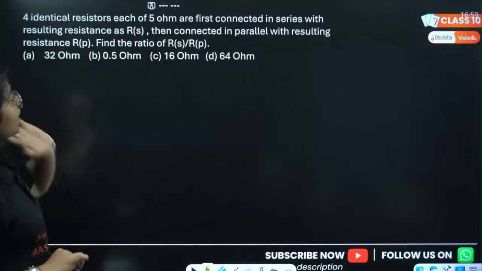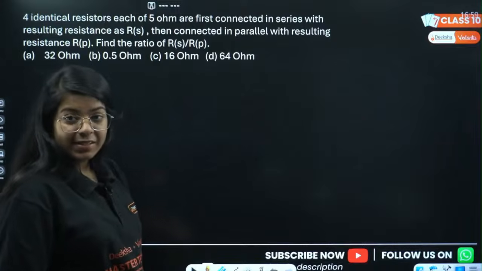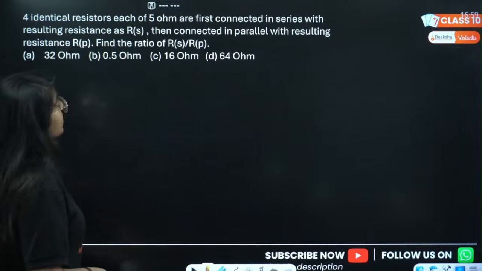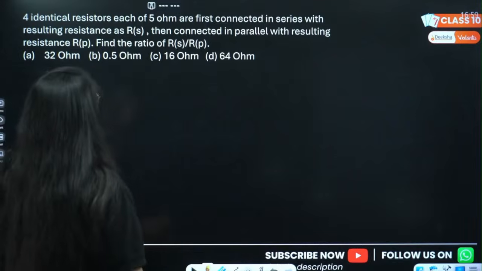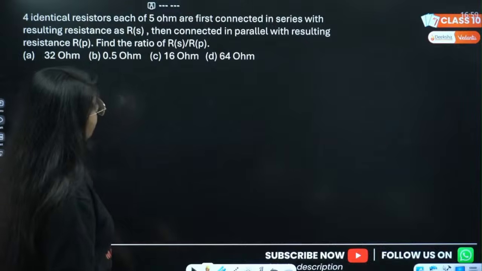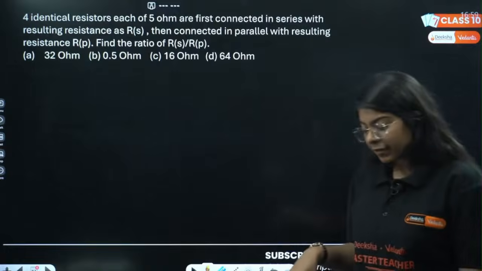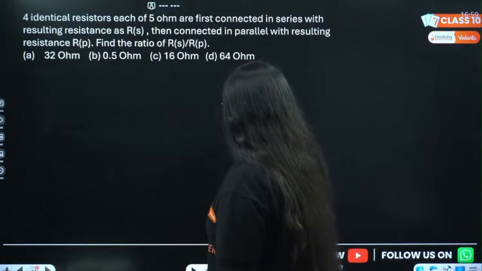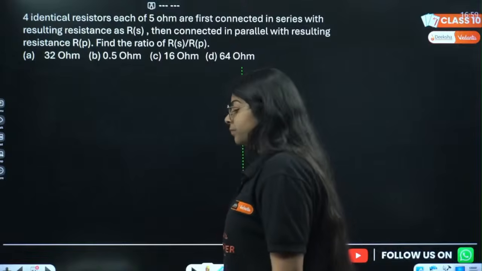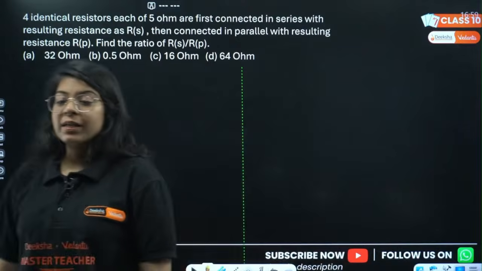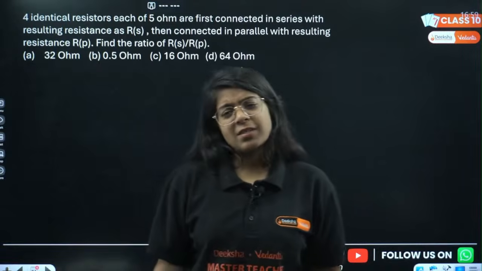4 identical resistors of 5 ohm are first connected in series and the resulting resistance is Rs. Then they are connected in parallel with the resulting resistance as Rp. Find the ratio of Rs divided by Rp. Again, a very simple question. Can you do it? Let me know if you can easily solve this question or not.